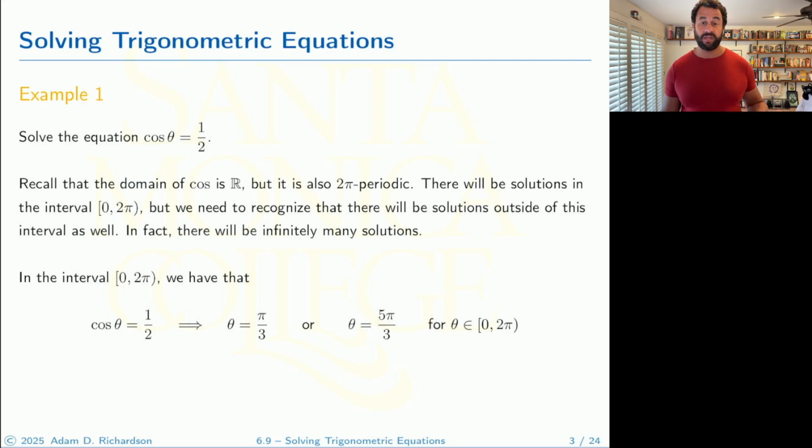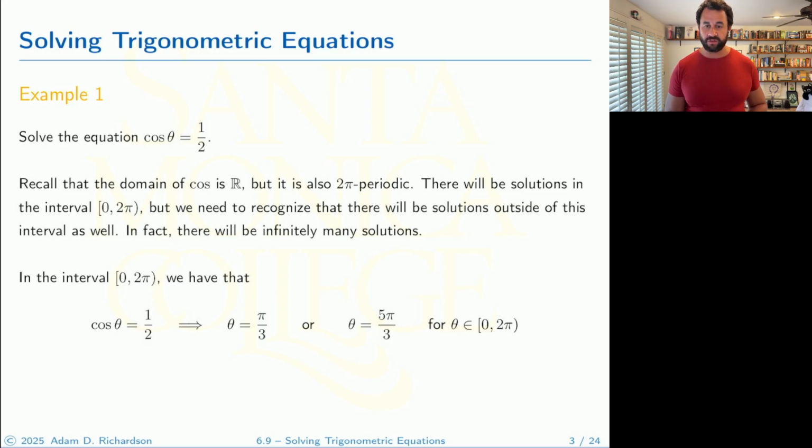But remember that cosine is also 2 pi periodic. Its period is 2 pi. So that means there will be solutions in the interval 0 to 2 pi, but there are going to be solutions outside of that interval as well. And what's nice is that those solutions will also have a periodicity to them, depending on what we're solving. And we're going to see that throughout the whole section. We'll see that periodicity in our solutions.